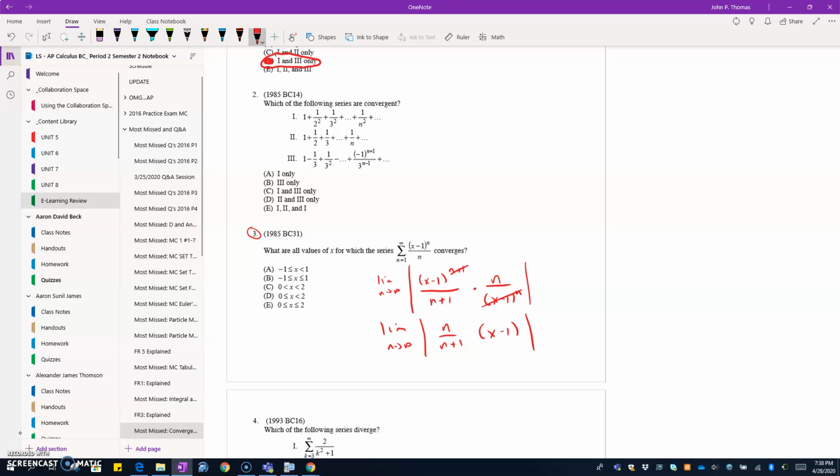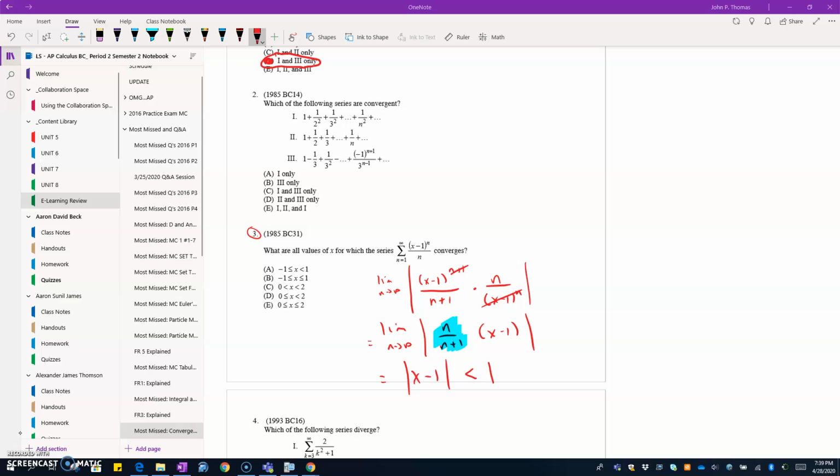Now, when we take the limit as n goes to infinity, that only impacts the things that have n's in it, which is really this piece here. So if I take that piece as n gets really big, that goes to a 1. So this entire limit goes to an x minus 1 inside the absolute values, because the n over n plus 1 goes off to a 1. Now, we know to pass the ratio test and converge, this needs to be less than 1.